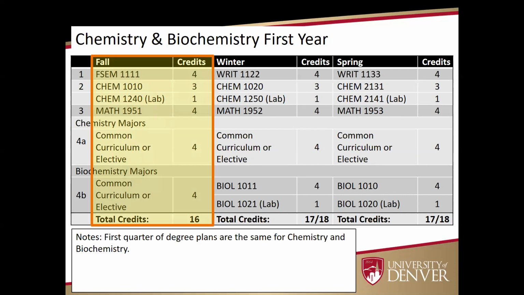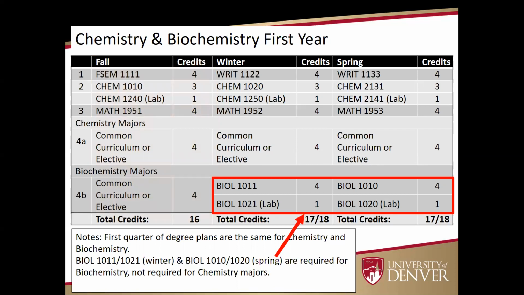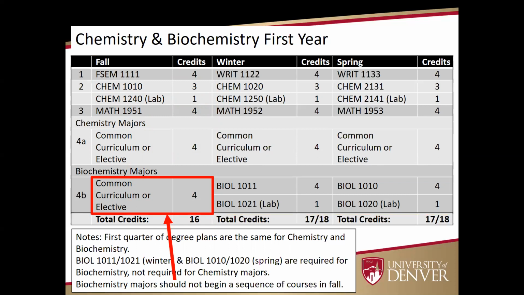Let's review. So the first quarter is an FSEM course, and then your general chemistry. You will begin your math, the appropriate math sequence, which is Calculus 1, if that's where you're going to begin. And then the same plan for chemistry and biochemistry majors in your fall quarter would be to pick up a common curriculum course or an elective. And then just to remind you that the difference between the two majors of chemistry and biochemistry is that you will, in your first year, be taking your biology sequence for your biochemistry major.